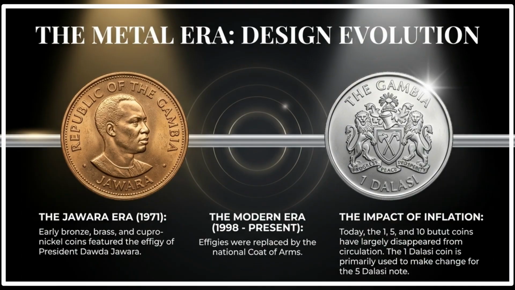The Jawara era, starting in 1971, featured President Dauda Jawara's effigy on bronze, brass, and cupro-nickel coins. Post-1998, effigies were replaced by the national coat of arms. Inflation has since reduced the circulation of smaller coins.